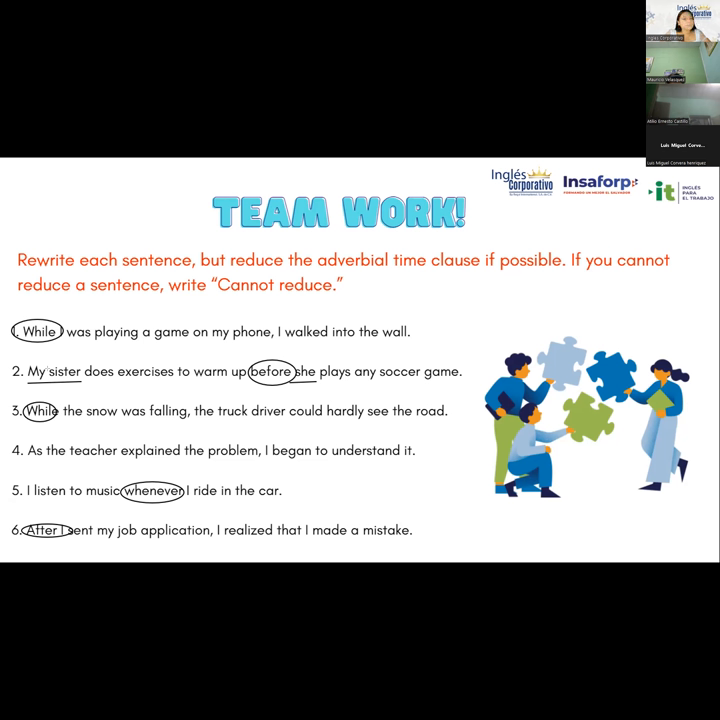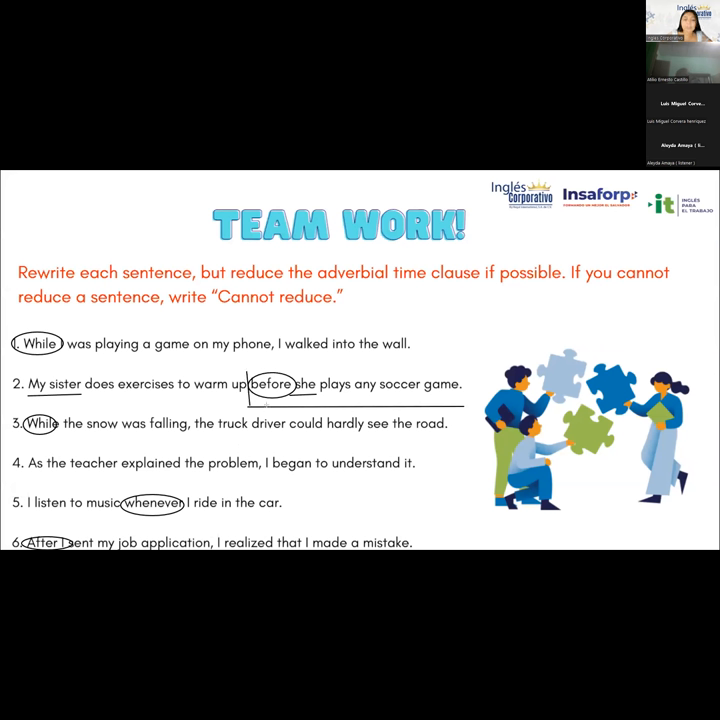Doing exercise to warm up? No. Vaya, aquí lo que tenemos que identificar es qué oración lleva el adverbio de tiempo. ¿Es la primera o es la segunda? The second one. To play any soccer game. Es esta, ¿verdad? Porque aquí comienza el adverbio de tiempo. Entonces, ¿cómo sería? Before playing any soccer game. Correct. The first one is does exercise to warm up. Esa queda igual. Porque donde tenemos que quitar el sujeto es aquí.